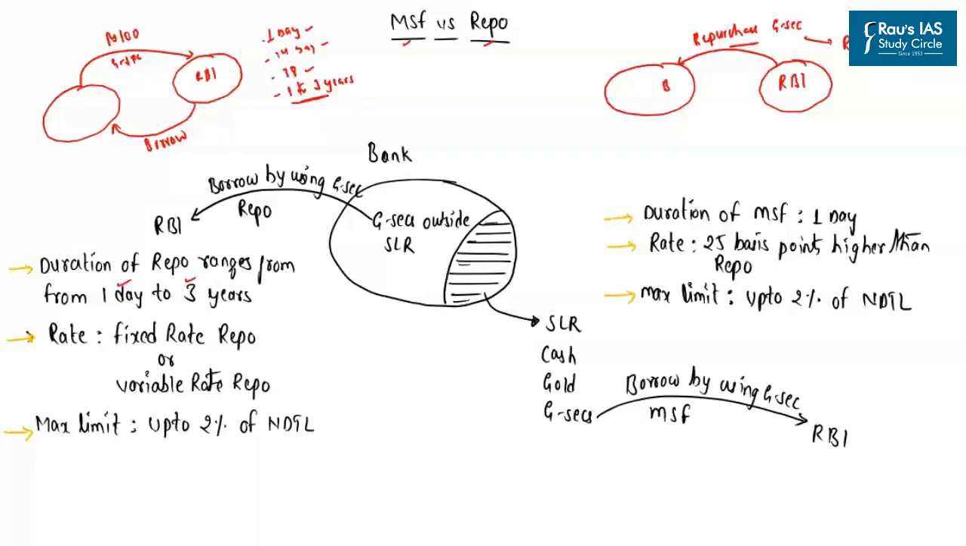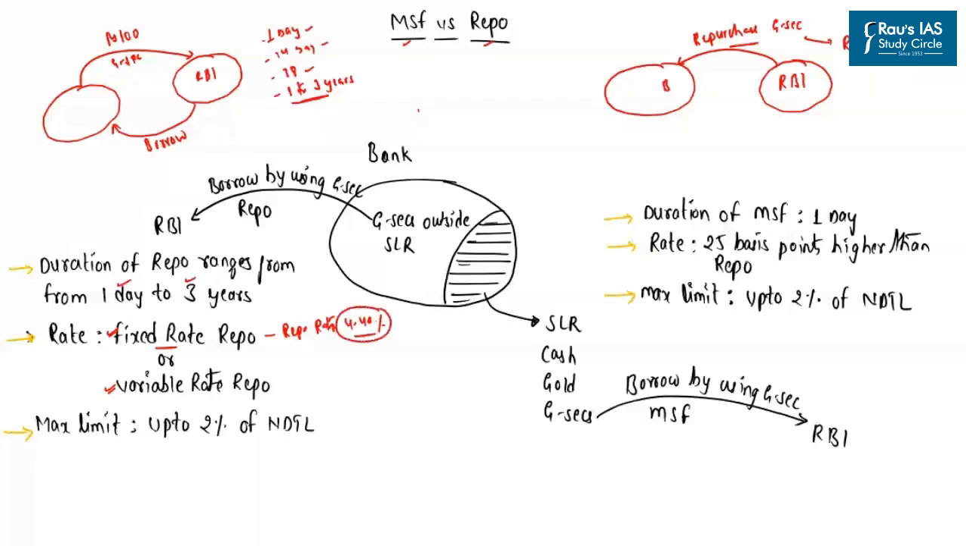This transaction where the banks are borrowing money from the RBI, we call a repo. Now as far as the rate of interest on the repos is concerned, either we can have fixed rate repos or variable rate repos. When we say fixed rate repo, it basically means that the rate of interest is equivalent to the prevailing repo rate. For example, now the prevailing repo rate is 4.40%. So if a bank is borrowing money from the RBI by selling government securities, then the rate at which the bank will repurchase the government security will be equal to the prevailing repo rate, that is 4.40%.